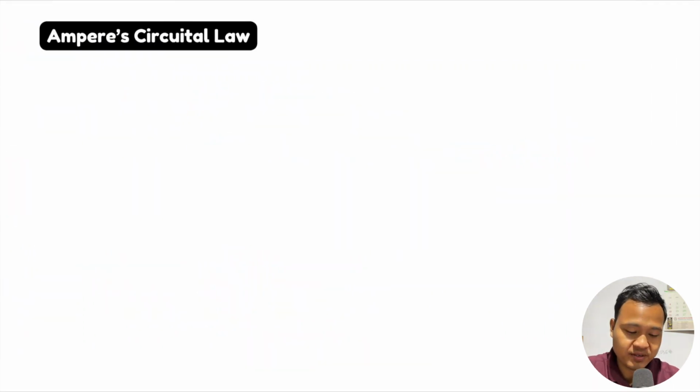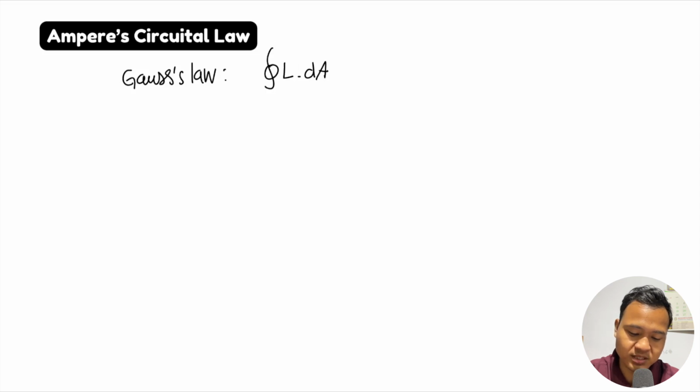Okay, next you have Ampere's circuital law. Ampere's circuital law is like Gauss law in electrostatics; the format is similar. For example, Gauss law: integral of E into dA, where E is the electric field, is equal to Q in divided by epsilon naught. That is Gauss law.